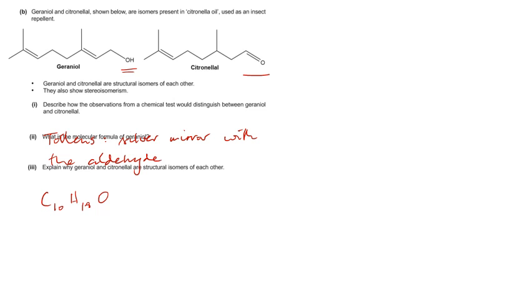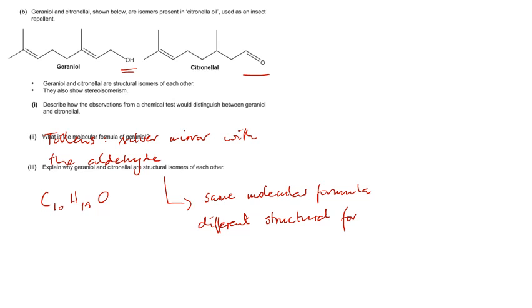Let's explain why they're structural isomers of each other. And this is a good little turn of phrase to remember, so that you're going to have the same molecular formula, but different structural formula. So structural formula, when you draw the functional groups in, it's going to be different because one's an aldehyde and one's an alcohol. So the structural formula are going to be different, but the molecular formula are going to be the same.